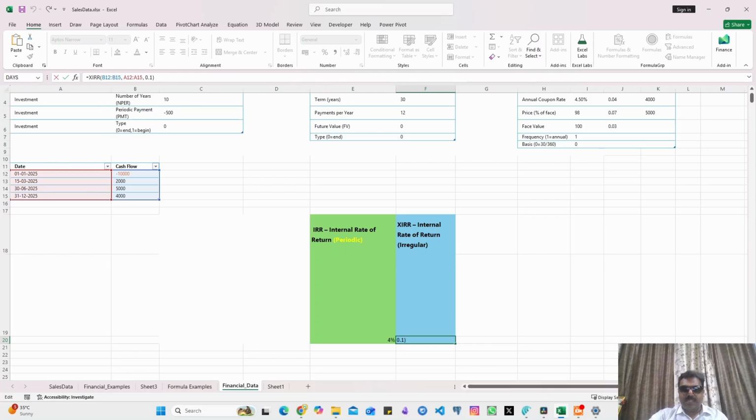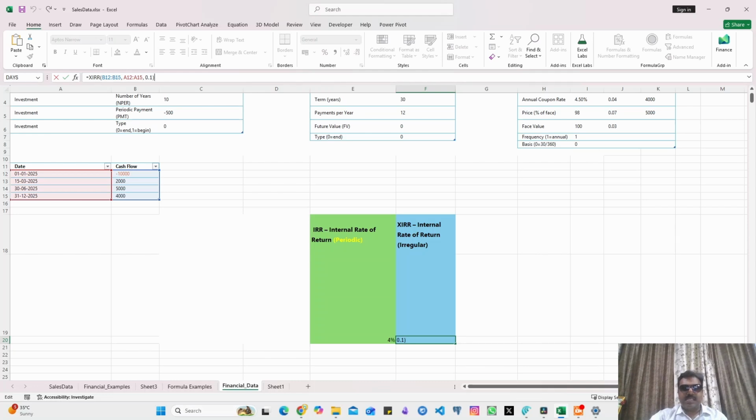When you see a result like this, you are looking at the most accurate version of your project's value. It tells you exactly what your effective annual interest rate is, down to the very day. For the modern day analyst, precision is the foundation of trust.